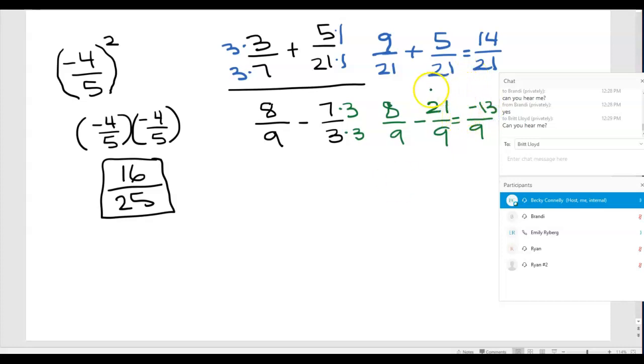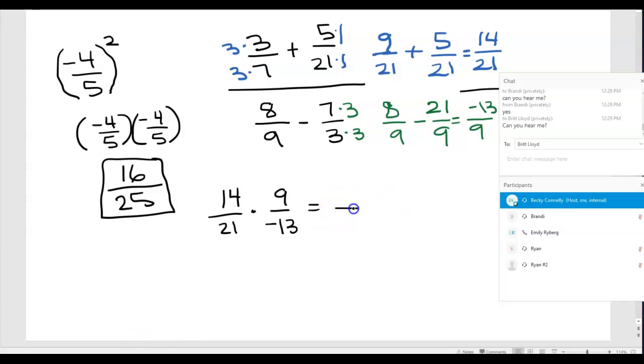And now, this is still divided by, so there's still this division problem happening. So now we really have 14/21 divided by negative 13 over 9. You could go ahead and simplify this top fraction if you wanted to, but it's not totally necessary yet. I'm going to write this division as a multiplication question now. So I'll have the 14 over 21, and then I'll need to flip the bottom fraction to be 9 over negative 13.